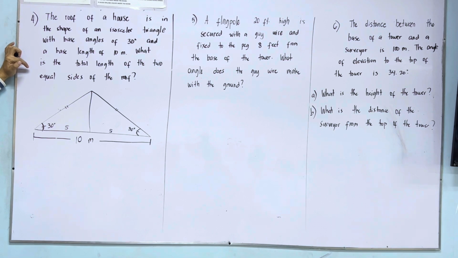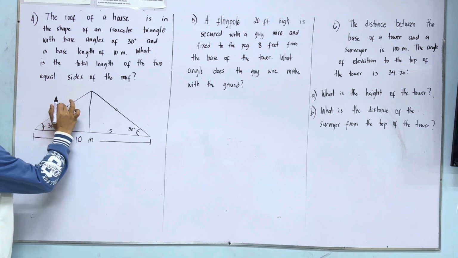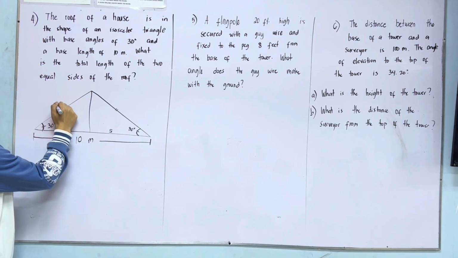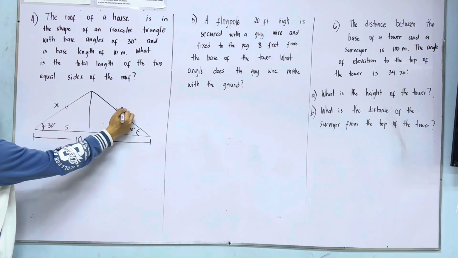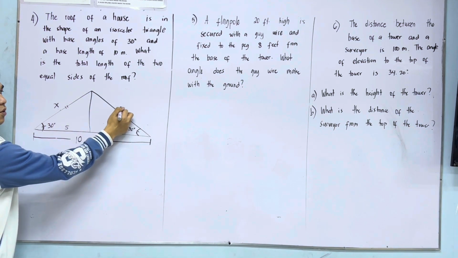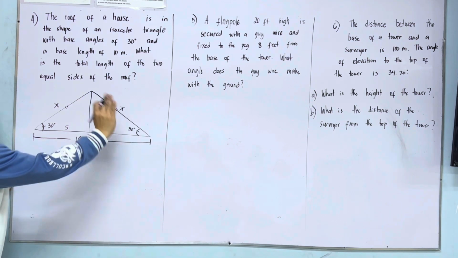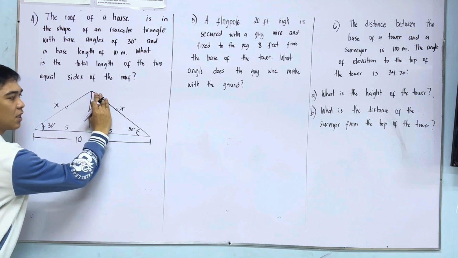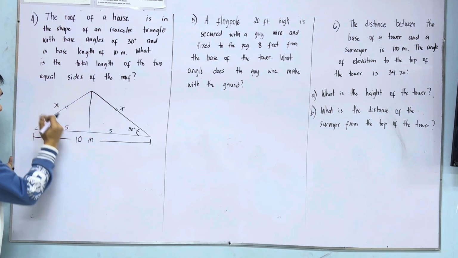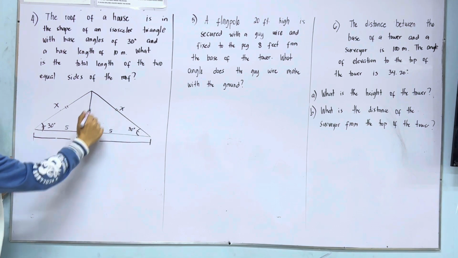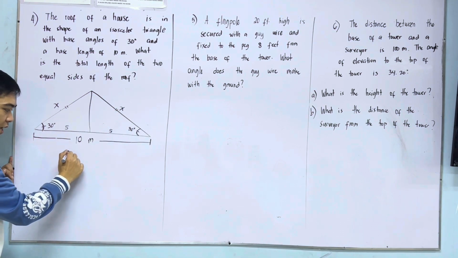Anong hinahanap natin? Height po. This side or this one? Hypotenuse. So yung hypotenuse natin equal yan kasi they have the same measurement. Now, pag-isahin natin yung triangle. Para di malito, isang triangle lang gamitin natin. Let's say itong nasa right side na lang.